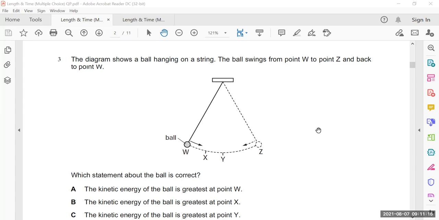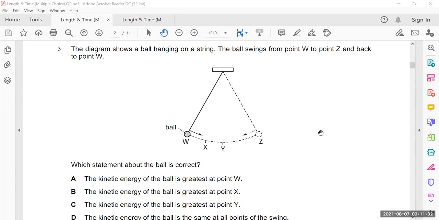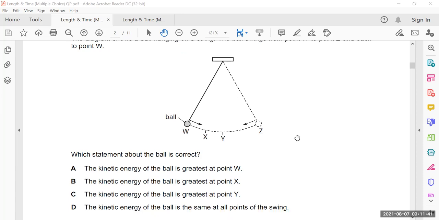Now the diagram shows a ball hanging on a string. The ball swings from point W to point Z and back to point W. Which statement about the ball is correct? The four options. Yes, please. Sir, is the B option correct? B option is, let me check, let me explain, then you could find which option is correct. Okay, first let me tell some more basic points about the simple pendulum.